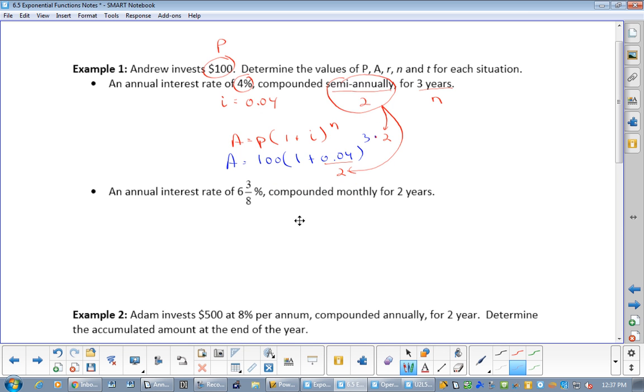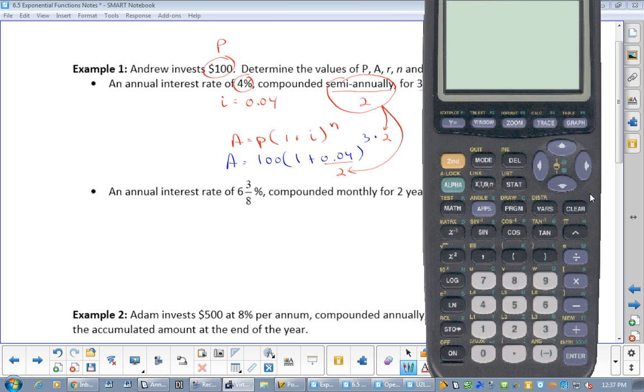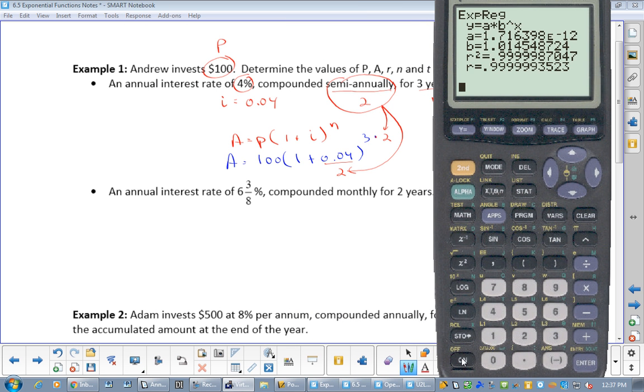Okay? So I just want you to try on your own to put this in your calculator, see if you get the right answer. That's how much money you will have at the end of 3 years. See if you can get that. Which isn't always easy, right? Sometimes we're not getting why I'm not getting the right answer.